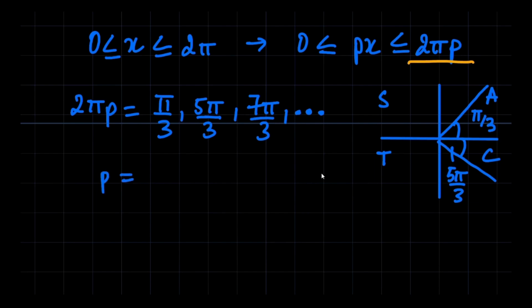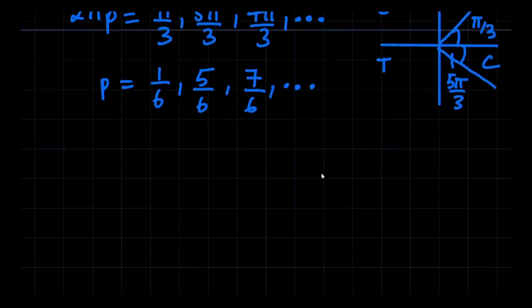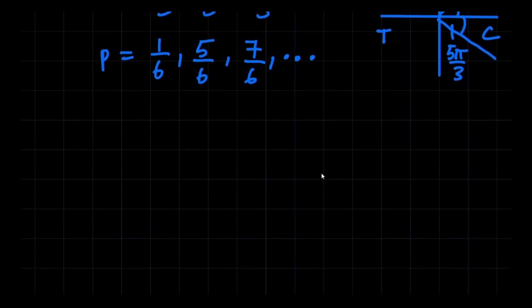And we will solve for p here. So p would equal 1 on 6 as the first one, the second one would be 5 on 6, and then 7 on 6. And you can use this symbol again to indicate that there are many values of p that we can find in this case. Now we want to sub the values of p back into cos px equals 0.5 to find solutions for x, and then we can count how many solutions each horizontal dilation p generates.